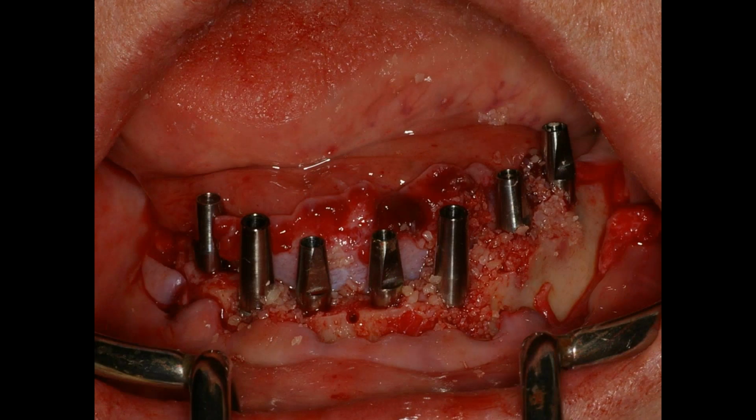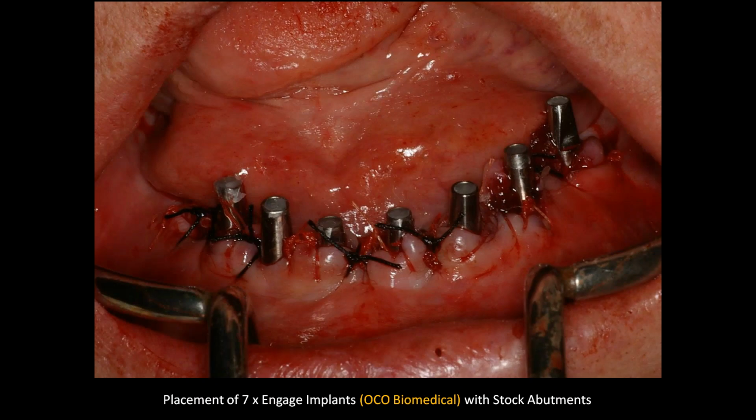we place the graft around our stock abutments and cover this with a membrane, suture this, and now utilizing the Engage dental implants, we had recorded a very good ISQ using the Osstell. So we knew that we can go ahead and place a fixed provisional on these implants. And the lady left our practice with an upper denture and a lower fixed provisional.